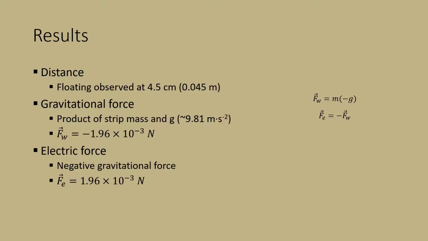Now, we know that in the y direction, there was no acceleration, since there was no motion in the y direction. It was just static levitation. So we know that the electric force must equally cancel the gravitational force. So it's just the negative of the gravitational force. So an electric force of 1.96 times 10 to the minus 3 newtons was found.